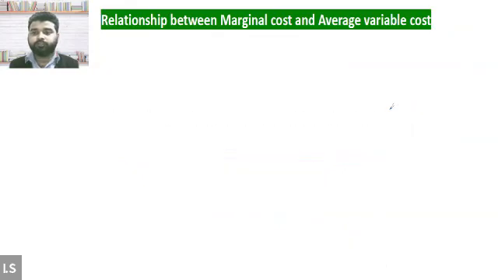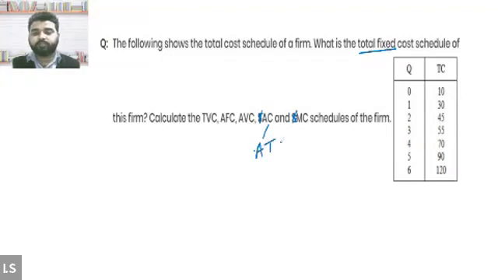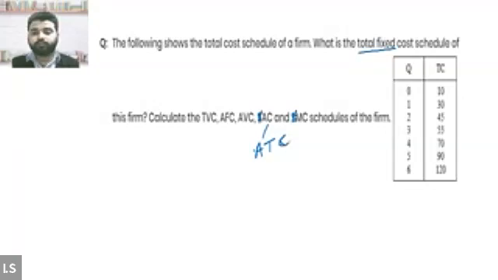Now we will move to the questions. Let's solve this question. In this question, first of all we need to find out the total fixed cost, total variable cost, average fixed cost, average variable cost, average cost and marginal cost. Average cost basically means average total cost. Whenever the question says you need to find average cost, it means you need to find average total cost. Got it?